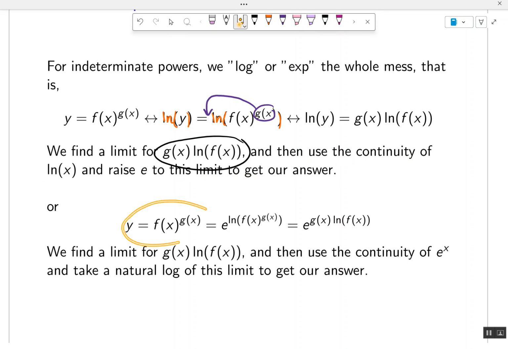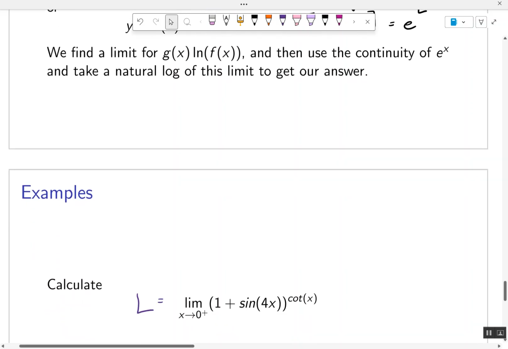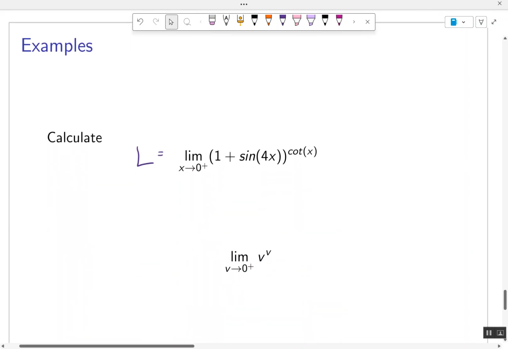So we have y equals f to the g. So we have e to the natural log of f to the g. The g can come to the front. We figure out what this is. We're going to call this L. And the final answer will be e to that number.